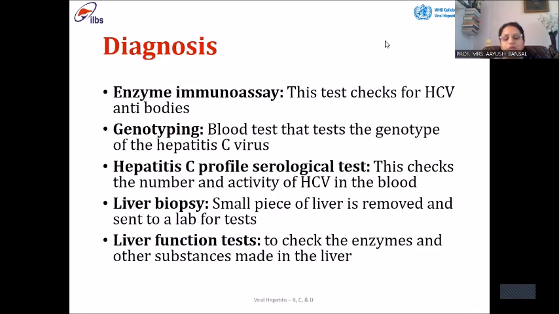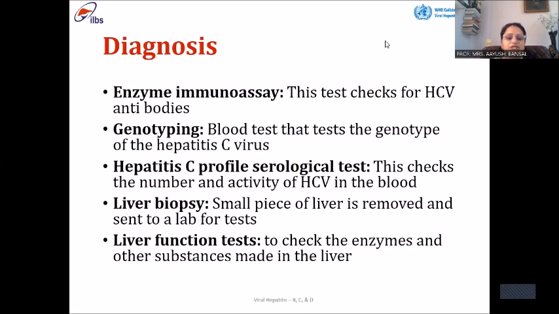Diagnosis, how can we diagnose the hepatitis C virus? Enzyme immunoassay. This test checks for HCV antibodies in our serum. If HCV is present in the serum, there will be a reactive or positive test. Second is genotyping. In this blood test, we find which genotype of hepatitis C virus is there. Genotype 1 is the commonest in India.